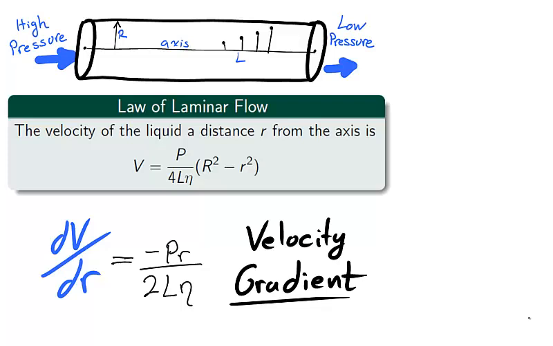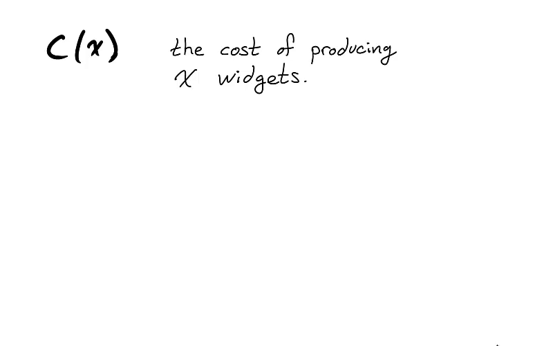Rates of change are not restricted to the natural sciences. For example, in economics, the concept of marginal cost is a rate of change. Suppose a company produces widgets. What will happen to production costs as the number of widgets produced changes? Well, let C of x be the cost of producing x widgets.